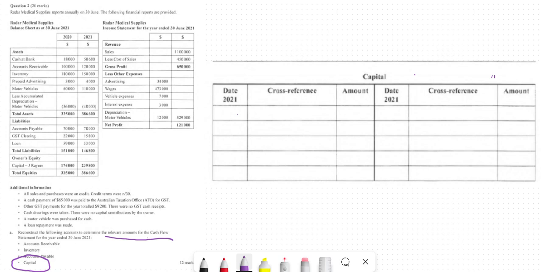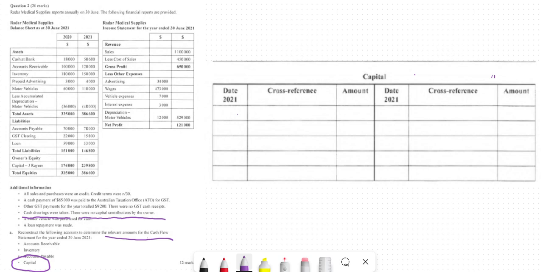Importantly, this is what you want to look for in your reading time: additional information. So this fourth bullet point says we do have some cash drawings. We don't know what they are, but there were no capital injections. So remember, at the end of the reporting period, we close off revenue and expenses to the P&L summary, and then we close that off to the capital. Same with drawings, we close it off to capital.